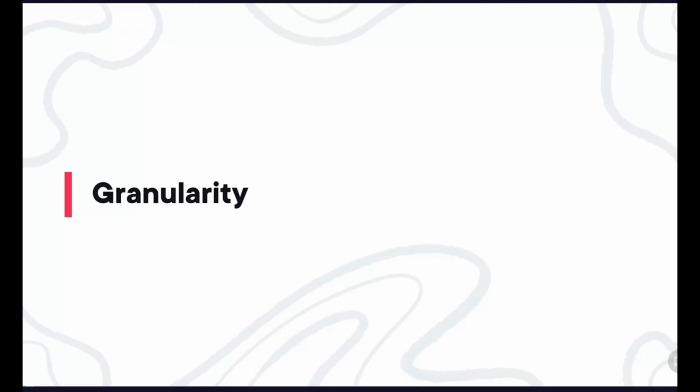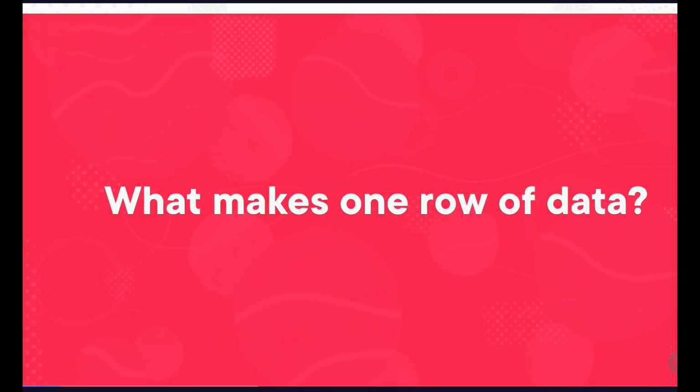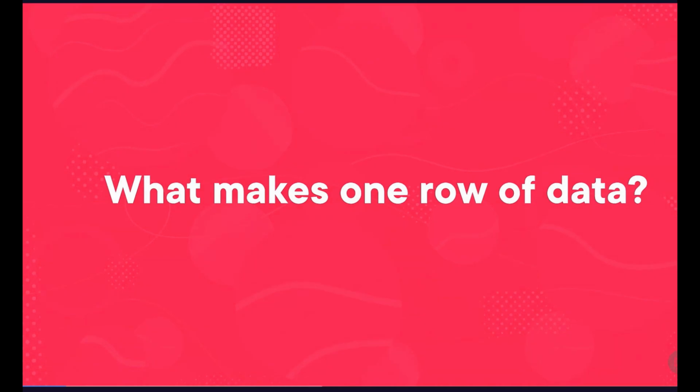Right, in this clip, let's learn what granularity and level of detail means. To characterize the scale or level of detail in a set of data is called granularity. The greater the granularity, the deeper the level of detail. An easy way to look at granularity or level of detail would be to ask yourself a question. What makes one row of data? Is it one row per user per month? Or is it one row per month? If you understand this concept, you will have an easier time understanding how aggregations are performed.